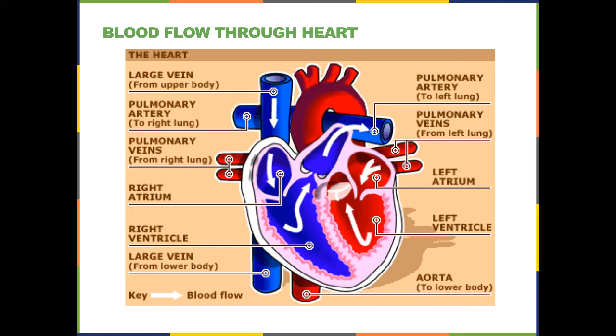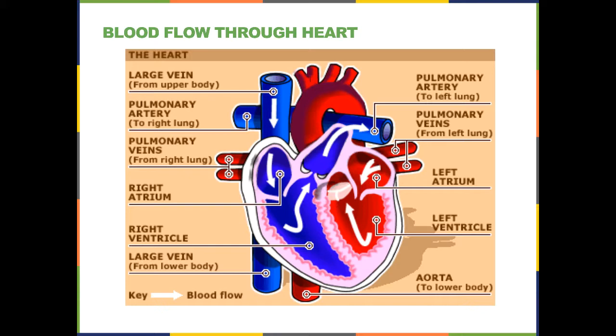And you can see the arrow that comes from the top of the large vein of the upper part of the body goes into the right atrium. It then passes through the tricuspid valve, which is not labeled on this diagram, and into the right ventricle. The right ventricle, upon contracting, sends blood out through the pulmonary arteries. And the pulmonary artery is the only artery that contains deoxygenated blood. In the process of being pumped out of the right ventricle and into the pulmonary artery, it goes across the pulmonary valve or pulmonic valve.